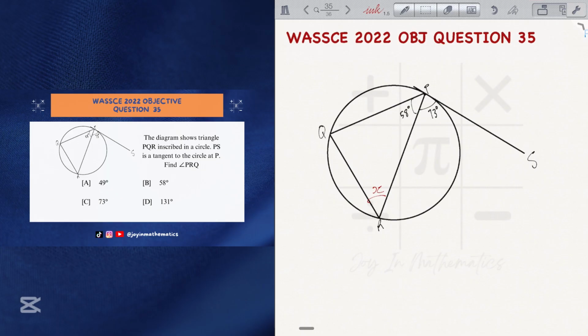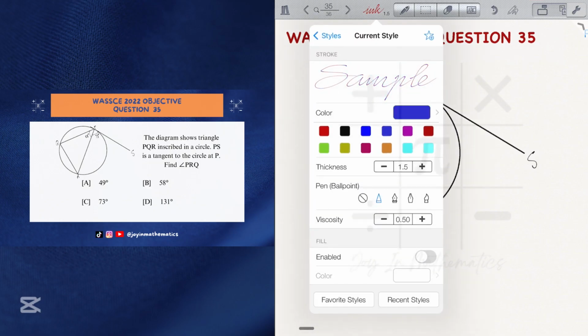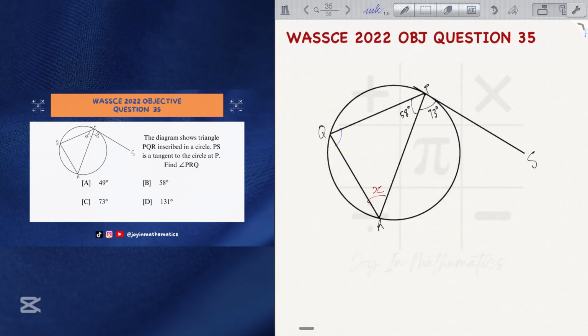Now we notice that it is a triangle. So we understand that the sum of angles in a triangle is equal to 180 degrees. So if we can know the angle PQR, let's call it Y, we'll be able to find X by saying that X plus Y plus 58 degrees is equal to 180 degrees, using the principle that the sum of angles in a triangle is 180 degrees.